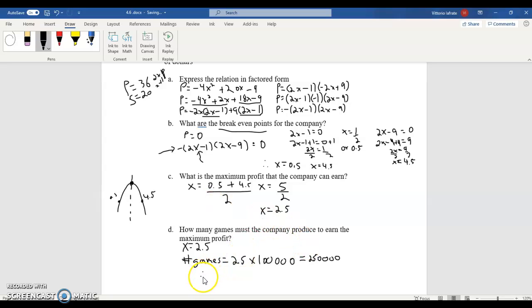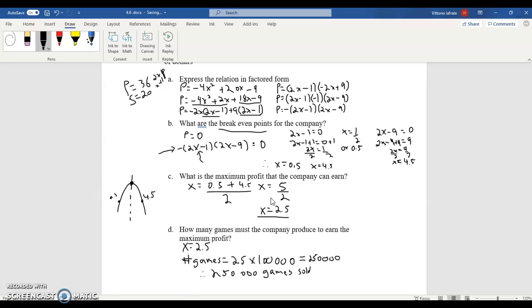So therefore, 250,000 games would have to be sold to reach that maximum profit. Now, we still didn't really answer question C. We're asking, what is the maximum profit the company can earn? We found that that maximum profit happens when X is equal to 2.5.